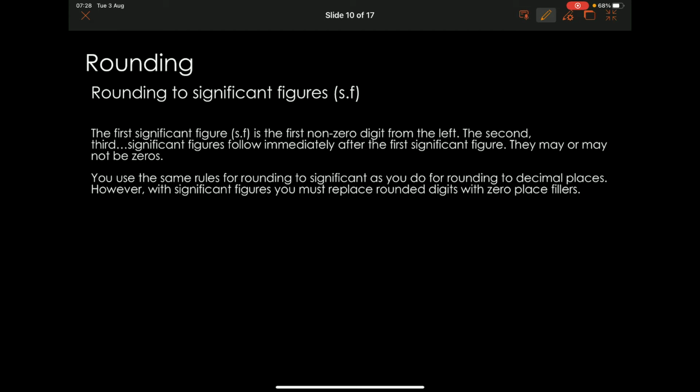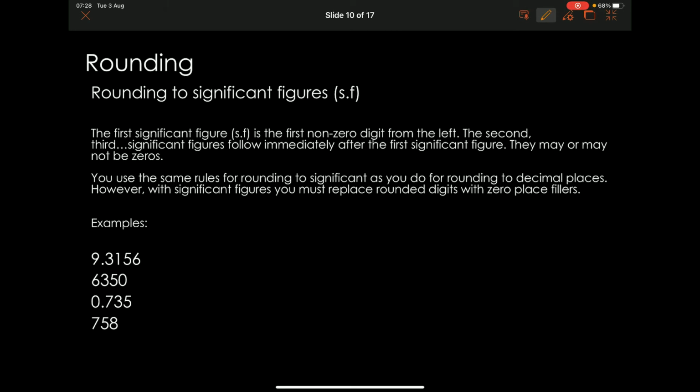Now then, the first significant figure is the first non-zero digit in a number from the left. I'll show you what that means in a minute. The second and third significant figures follow immediately after the first. They may or may not be zeros. So the first significant figure can't be a 0, it has to be a number. But the second and third significant figures can be zeros. And then you just use the same rules.